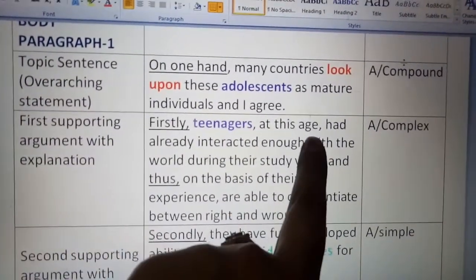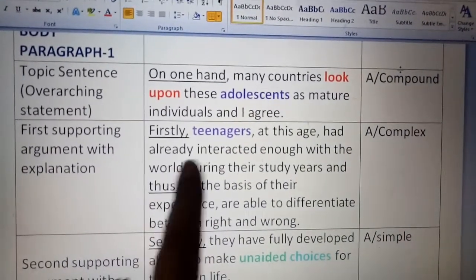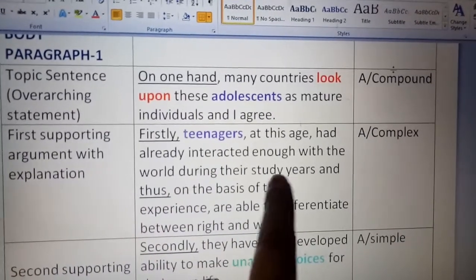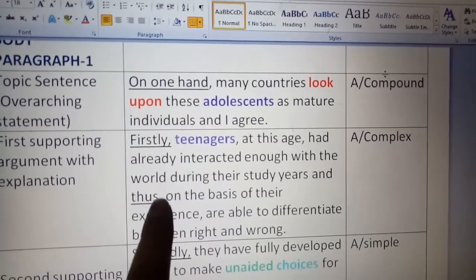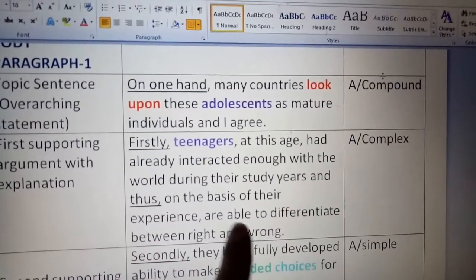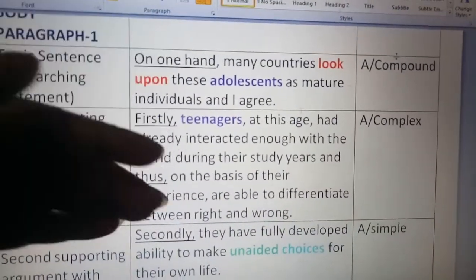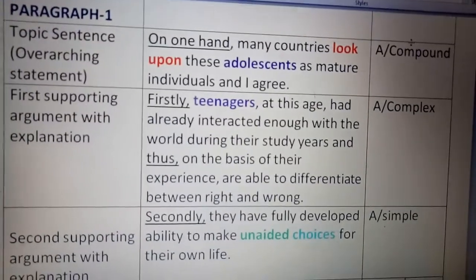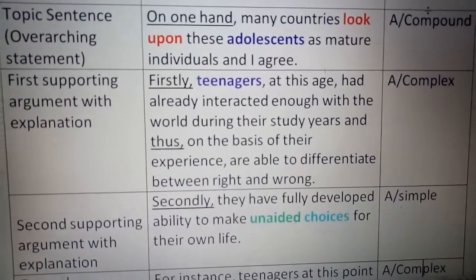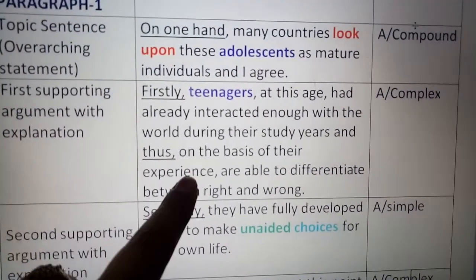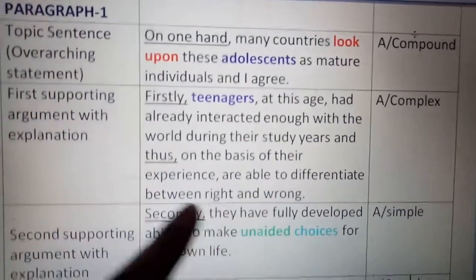Firstly, teenagers at this age, again this is a synonym for 18-year-olds, at this age had already interacted enough with the world during their study years, and thus, this is a linker. I have underlined the linkers. Thus, on the basis of their experience, are able to differentiate between right and wrong. So, this is how I have led to a simple conclusion that yes, they could easily differentiate between right and wrong, because 18 years of interaction with the world is enough. So this, on the basis of their experience, they are able to differentiate between right and wrong.